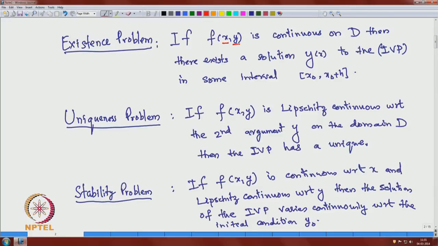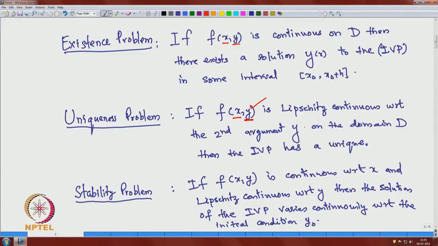And for the second problem, uniqueness is guaranteed if f is Lipschitz continuous with respect to the second argument y, and of course continuity is also required for the existence of a solution. Uniqueness is guaranteed if f is Lipschitz continuous with respect to the second argument.